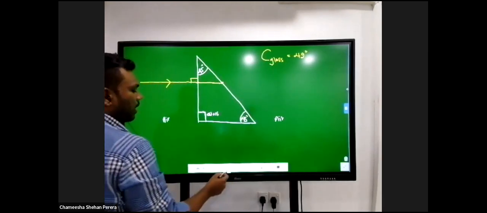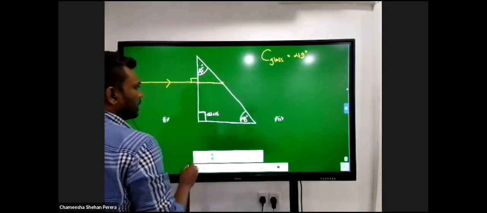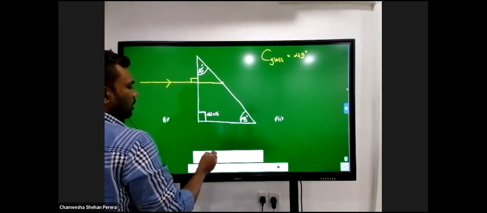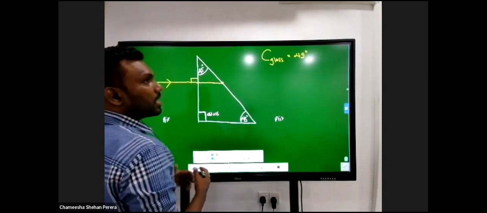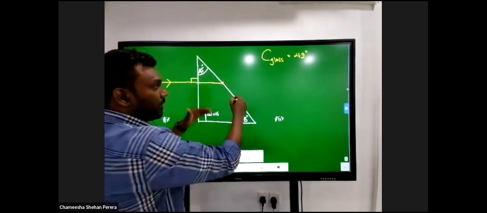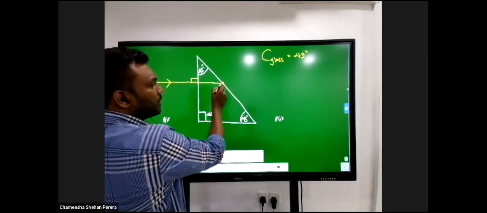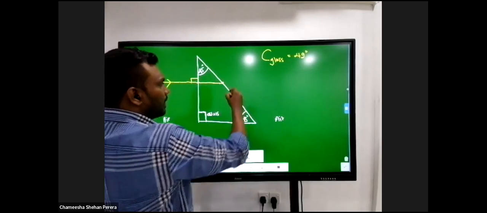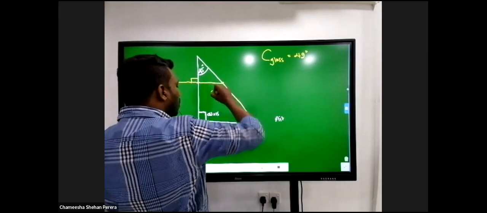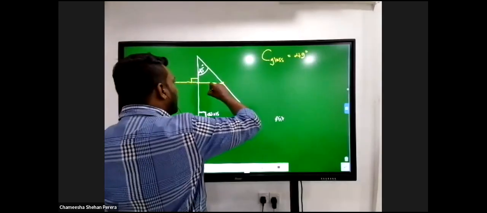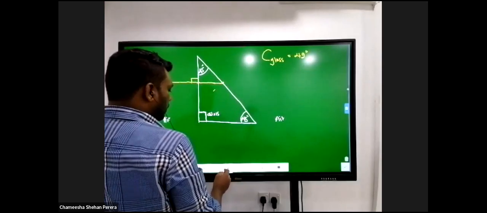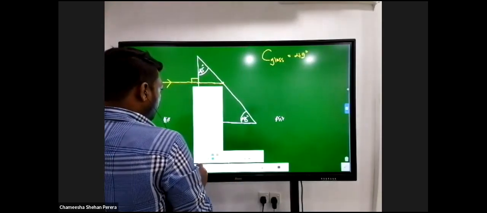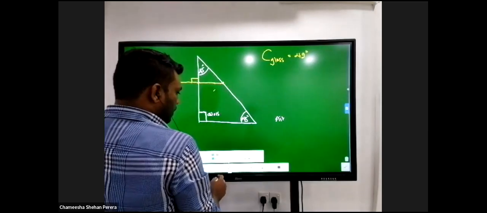Now I'm going to do my construction for the normal. What is the condition when you're constructing the normal? The normal has to be constructed in a way that it is perpendicular to the interface. So in this condition, this is the point of incidence and this is the interface. I have to construct my normal in a way that it is perpendicular to the interface. Hold on.